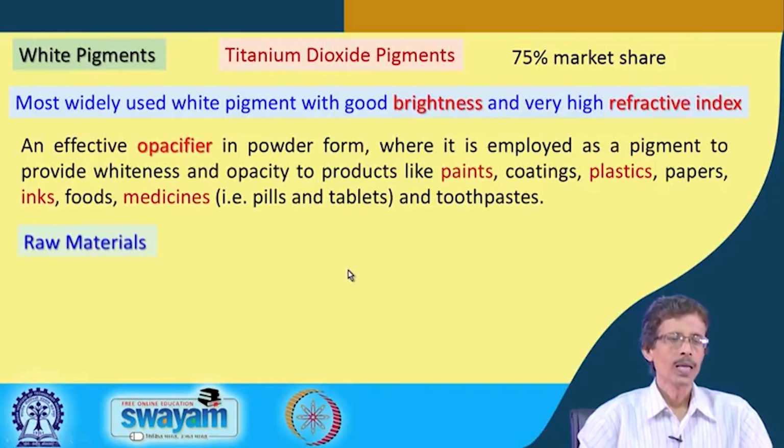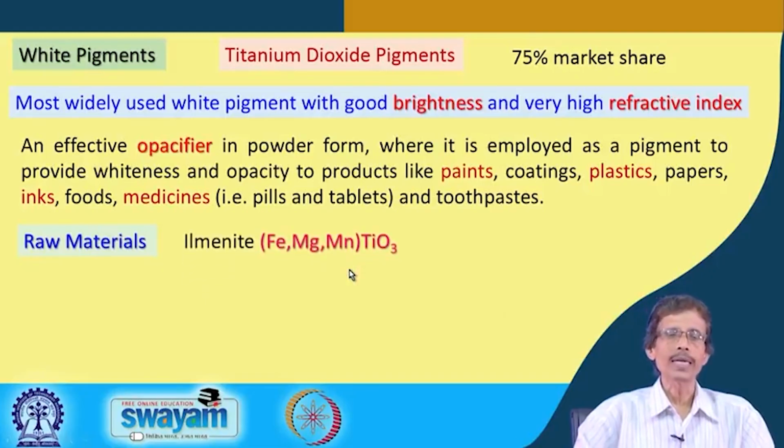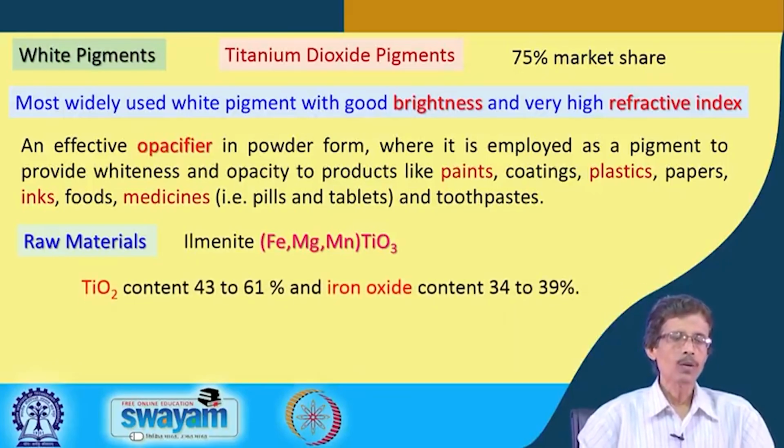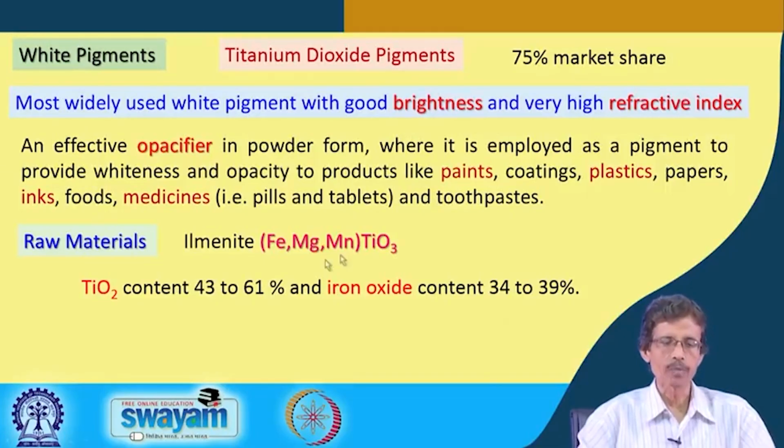What raw material we can use for getting this titanium dioxide based inorganic pigment is ilmenite. Ilmenite is mostly your iron titanate, but along with that you can have magnesium and manganese, where your titanium dioxide content is 43 to 61% and iron oxide content is the rest, that means 34 to 39%. If you add up these two, we are not getting a total of 100%. The remaining percentage is other metal ions, like magnesium or manganese.